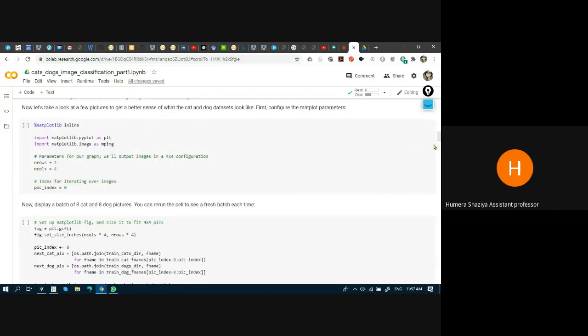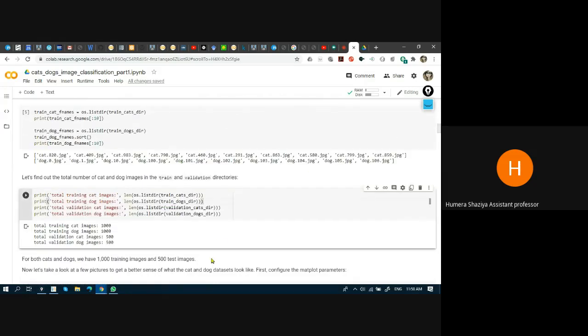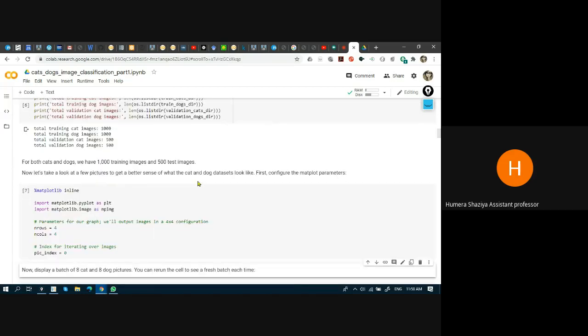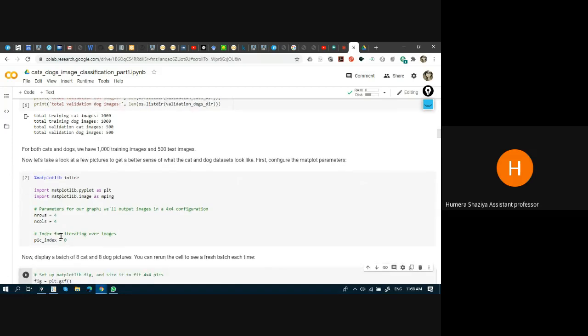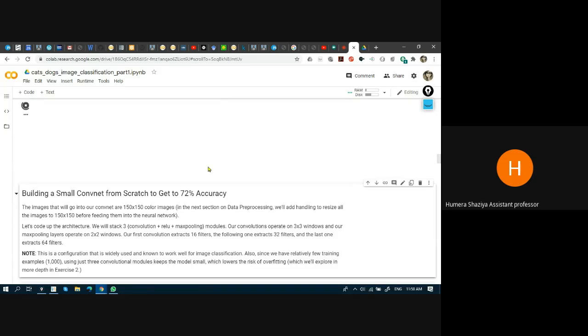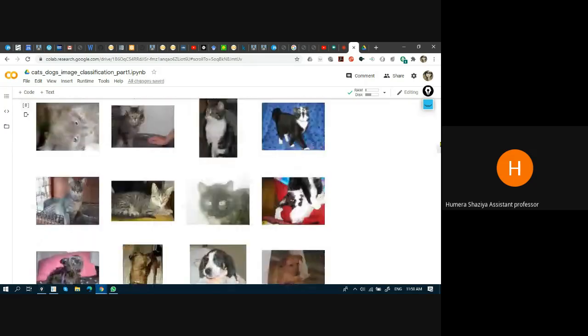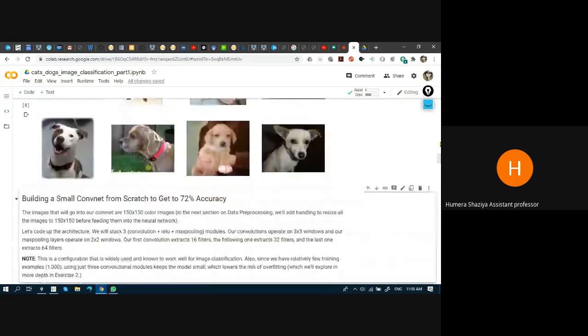And then you have to execute. Okay, this is executed. This is executed. Here, what we are doing is displaying a batch of 8 cat and 8 dog pictures. This is just visualizing. Look here, 8 dog and 8 cat images we are visualizing.